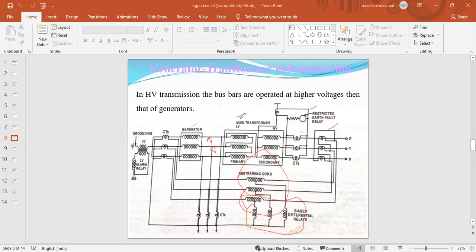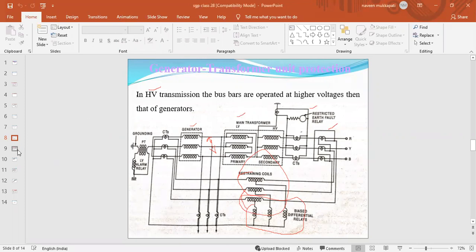Okay, this type of protection is suitable in the case of high voltage transmission lines only. Okay, why? Because in low voltage transmission lines, only some small faults are obtained. Due to those small faults, the windings are not damaged in the case of generators and transformers also. Okay, for that reason only we are using high voltage transmission systems. We are using combined protection for both the generators and the transformers.